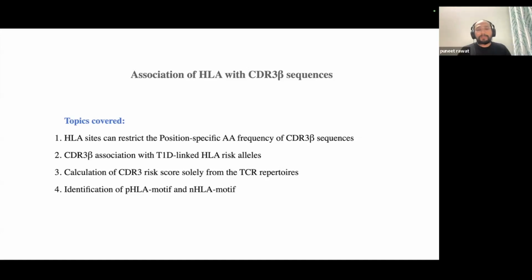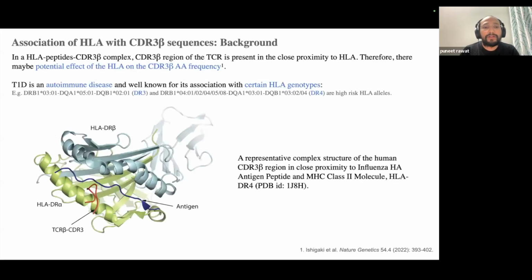To find that, first we looked into how the HLA impacts your CDR3 sequences. We know that HLAs are in very close proximity with the CDR3 sequences, and you can see it in this structure. It's just a representative structure, but you can see the antigen is in between, with the CDR3 on one side and the HLA on the other side. So there is definitely some impact at the structural level, restricting the frequency of CDR3 sequences, and that's what we are trying to figure out here.